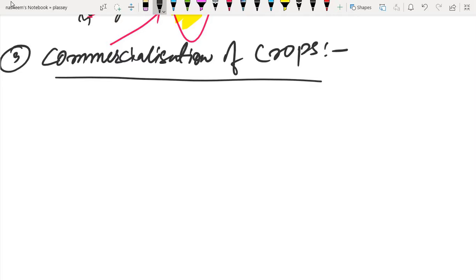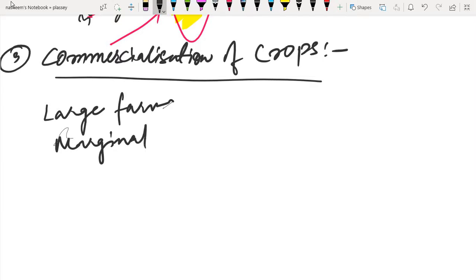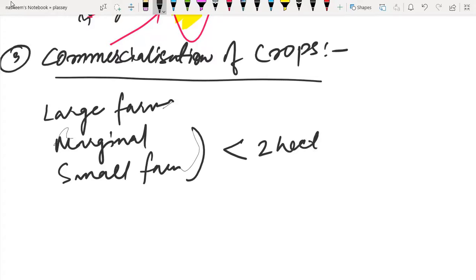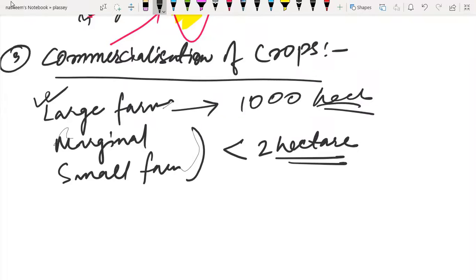Like in the present day, we have large farmers with large farms, we have marginal farmers and we have small farmers. This is a range, those with less than 2 hectares of land, and these were large farmers, they had thousands of hectares. This is after the 1950s.